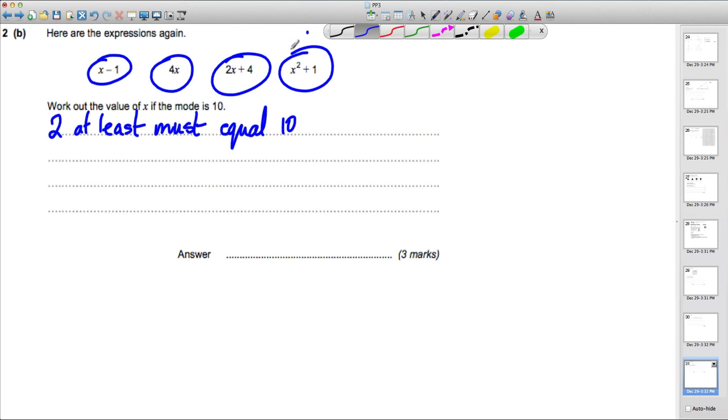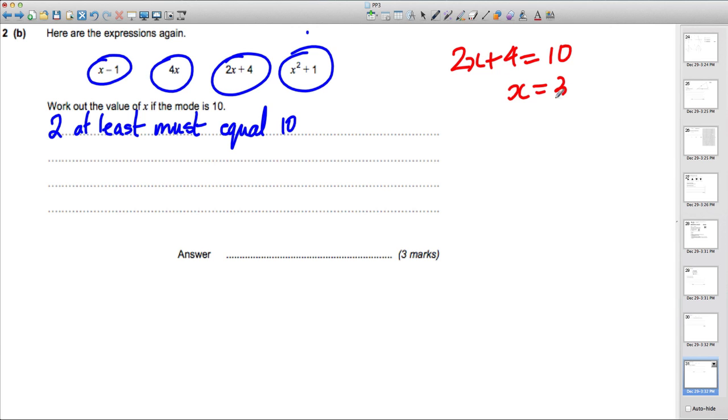Right, you keep going through the motions here. If 4x was 10, then if we're assuming that one's true, x must be 2.5. Does that work for this one? 2.5 minus 1 is not 10. 2 times 2.5 is 5. 5 plus 4 is not 10. And 2.5 squared plus 1 is not 10. So hence, this one can't be the one that's 10. Can this one be the one that's 10? 2x plus 4, can that be the one that's 10? Well, then x would have to be, take away 4, x would have to be 3.